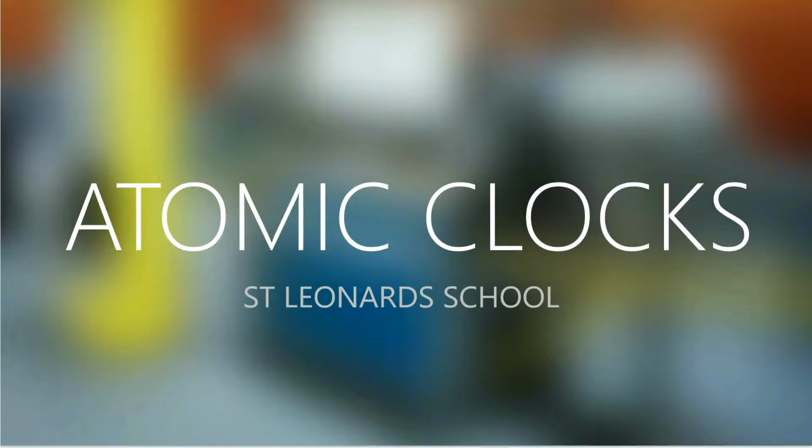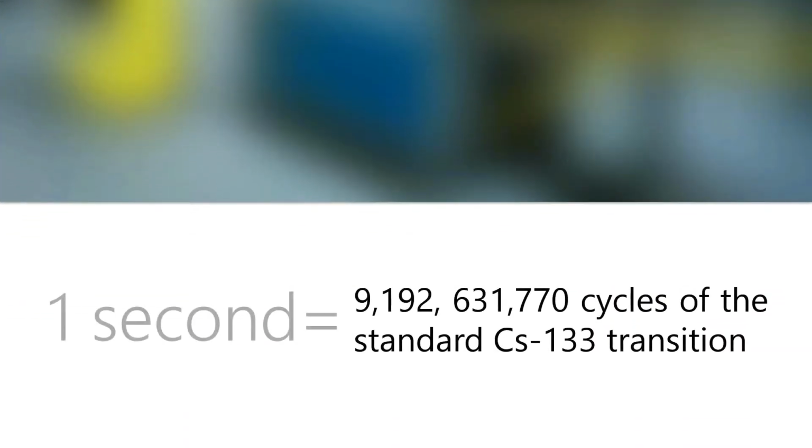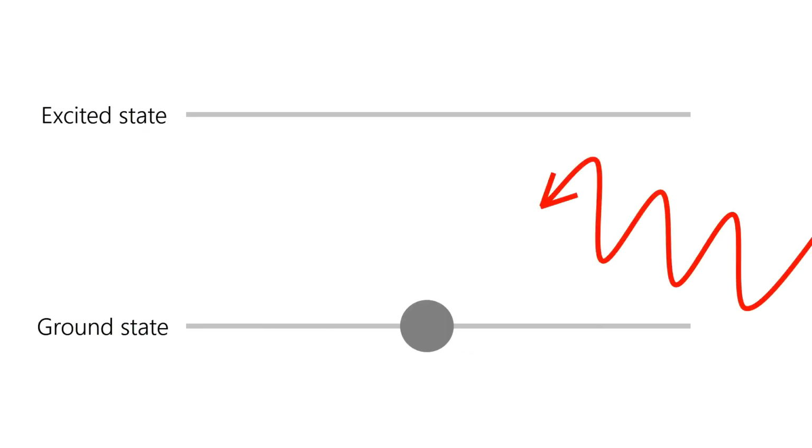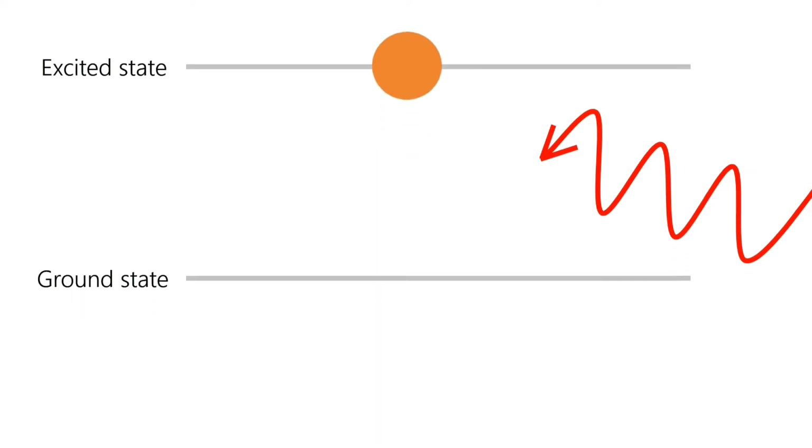We all know that there are 60 minutes in an hour and 60 seconds in a minute, but how long exactly is 1 second? It is 9,192,631,770 cycles of the standard cesium-133 transition. Now that's a mouthful. The electron absorbs a specific quanta of energy, so it gets excited, and it jumps from the ground state up to a wider orbit, the excited state.